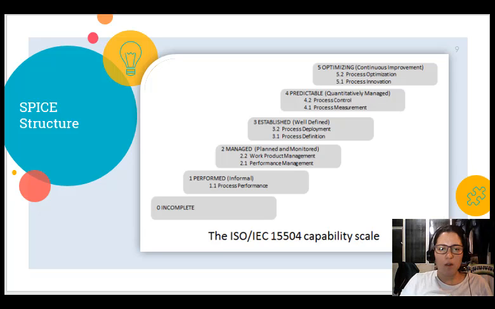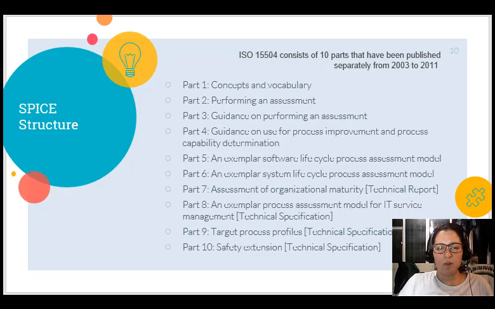The ultimate goal of ISO/IEC 15504 is to achieve process improvement within a technology organization based on rigorous definition of objectives and programs to help a team. ISO 15504 consists of 10 parts that have been published separately from 2003 to 2011.